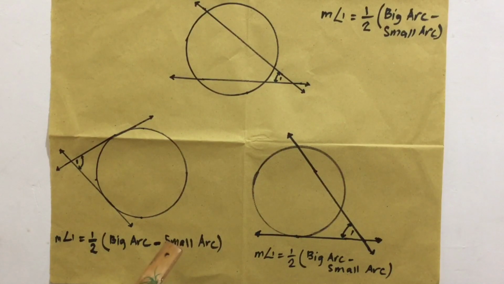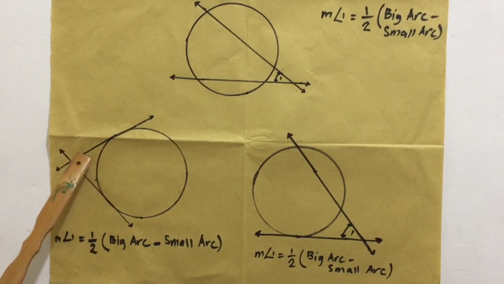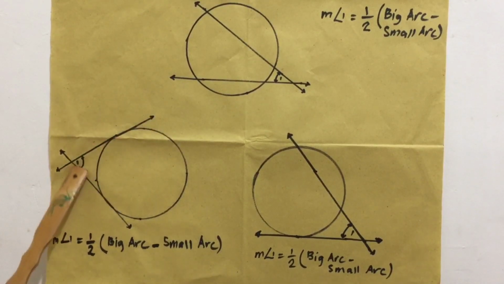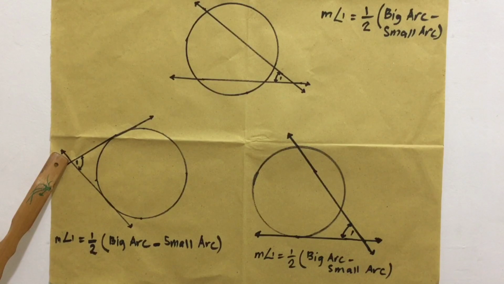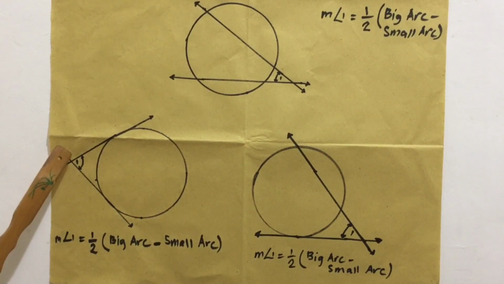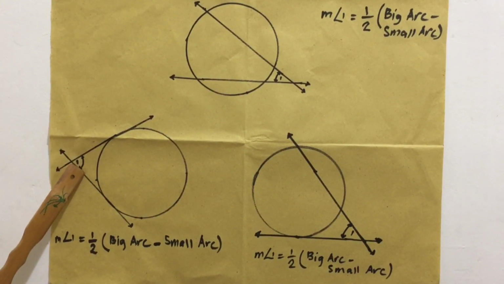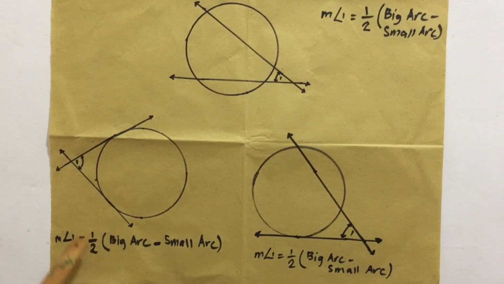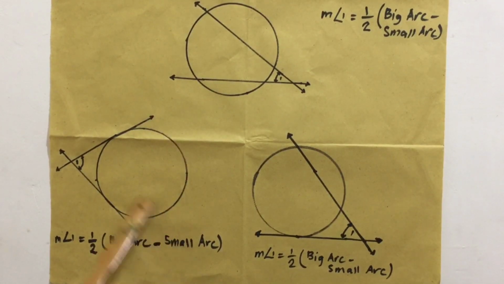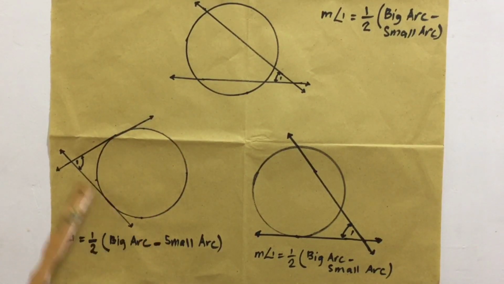So another example, we have here the circle and a tangent, and another tangent, intersecting outside of the circle and forming an angle. This one is angle 1. And how to find this angle 1? We also have measure of angle 1 equals 1/2 big arc, this one, minus the small arc. So the result will be the measure of angle 1.